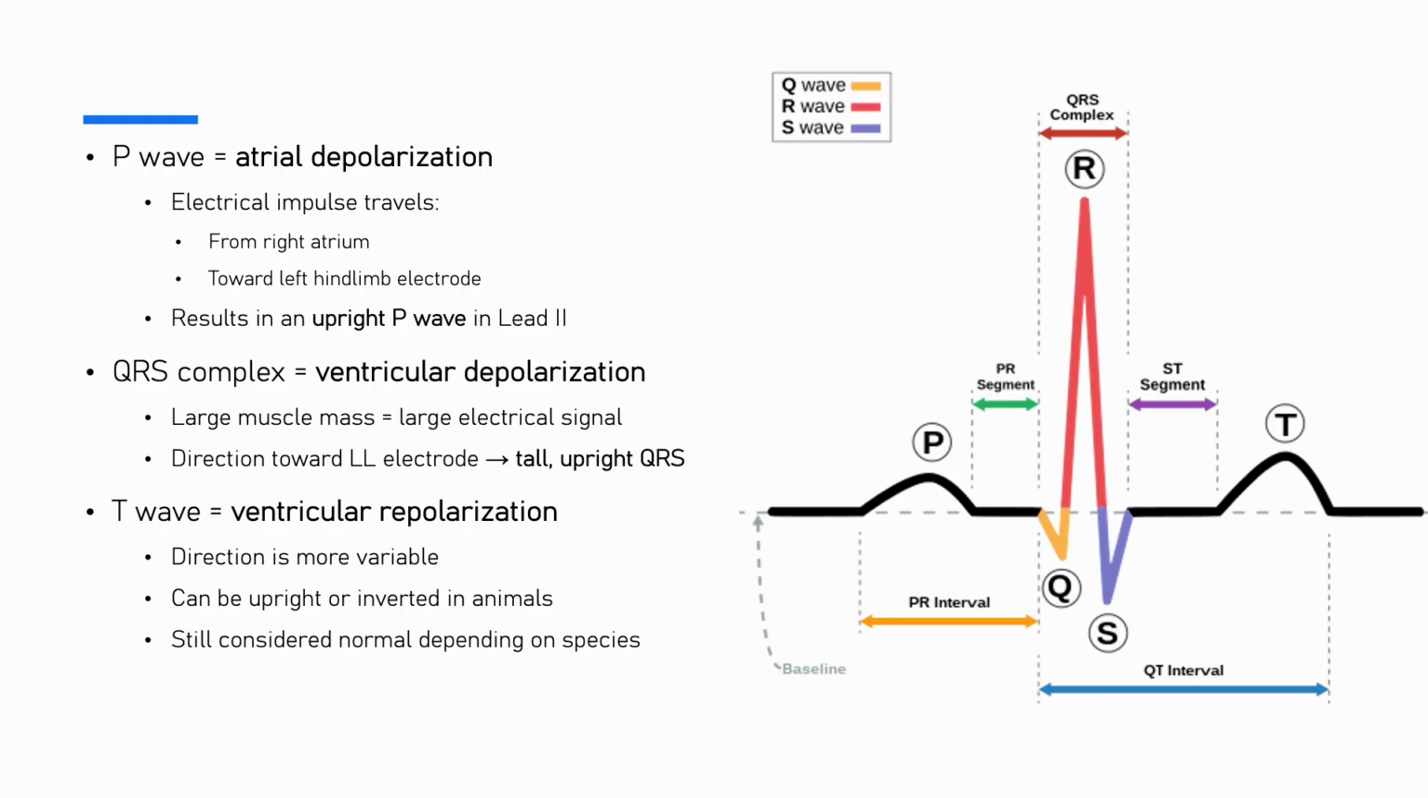The T wave is ventricular repolarization. The direction is more variable. It can be upright. Sometimes we see it inverted in certain animals, but it's still considered normal depending on the species and the individual animal.